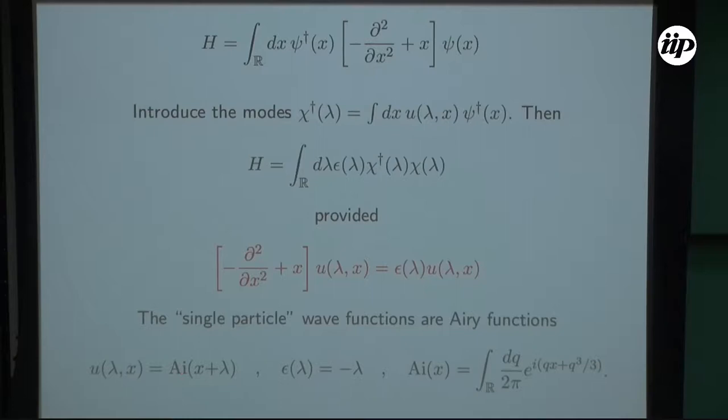They decay to infinity, so they decay very fast to infinity, actually. So they are exactly normalized. The normalization is one. You can check that.